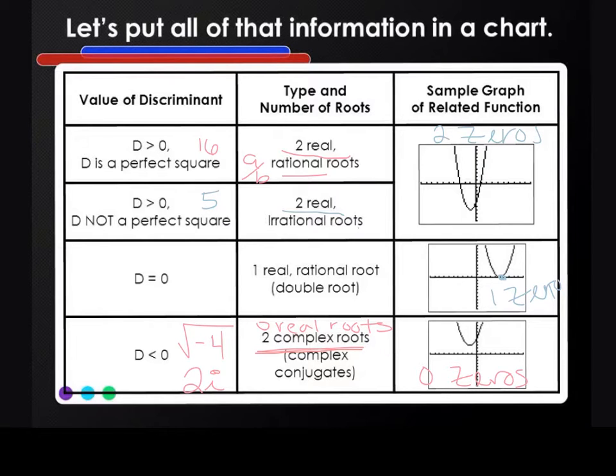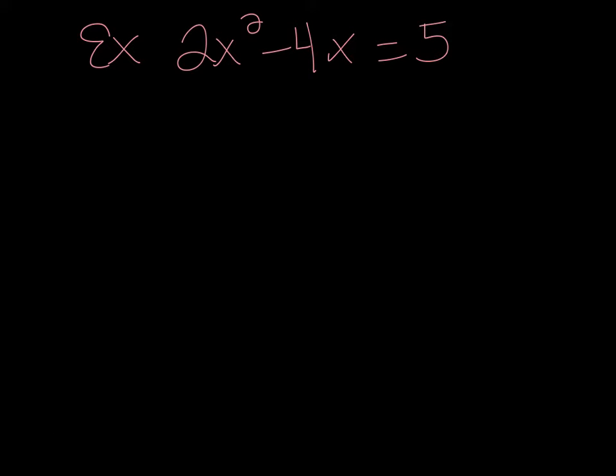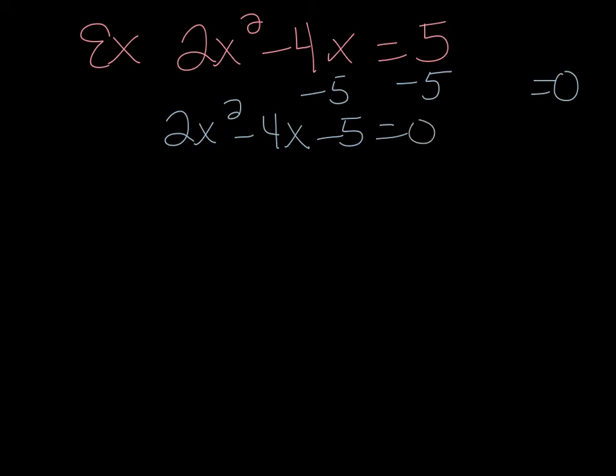Alright, so we're going to do an example. Keep all this stuff in mind as we're doing it, and it will help you identify what kind of graph you're looking at. Okay, so here's the equation that we're given. First step is to make sure that this whole thing is equal to 0. So I need to move 5 to the left side of the equal sign so that we get 2x squared minus 4x minus 5 is equal to 0.